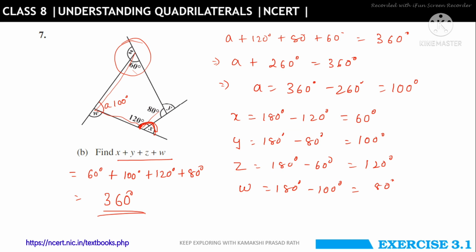So the relation between one interior and one exterior angle, as you can see here, is that an interior angle plus its exterior angle always equals 180. They always form a linear pair. So you have to remember this concept.